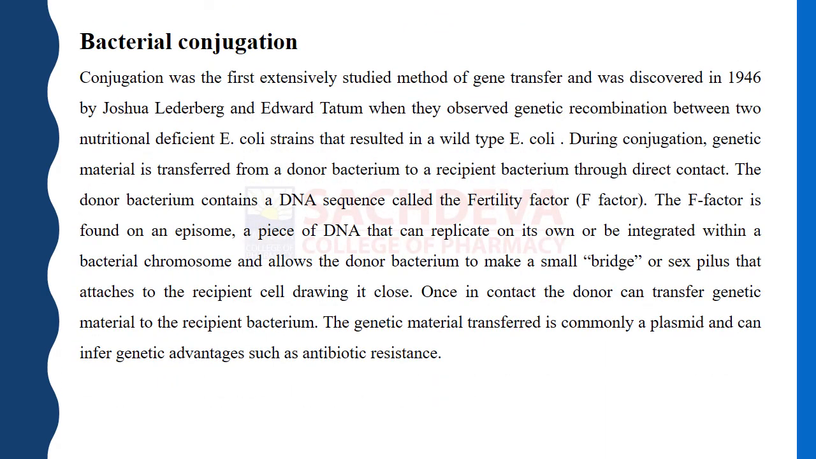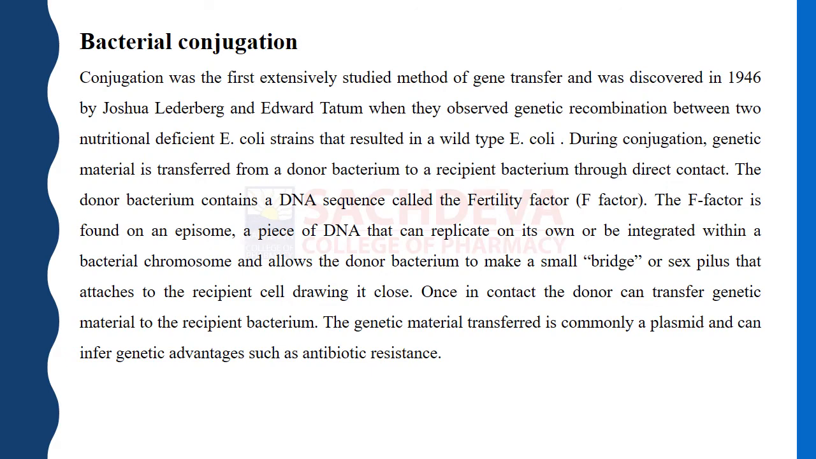Bacterial conjugation. Conjugation was the first extensively studied method of gene transfer and was discovered in 1946 by Joshua Lederberg and Edward Tatum when they observed genetic recombination between two nutritionally deficient E. coli strains that resulted in wild type E. coli. During conjugation, genetic material is transferred from a donor bacterium to a recipient bacterium through direct contact.